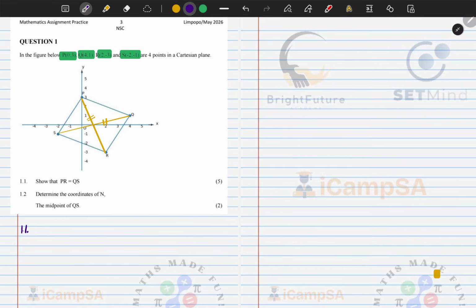In order for us to do that, we are going to use a distance formula, right? If we use a distance formula and we prove that the distance for PR is equal to the distance for QS, then we can conclude that these lines are equal because their distances are equal, right? So we are going to use a distance formula.